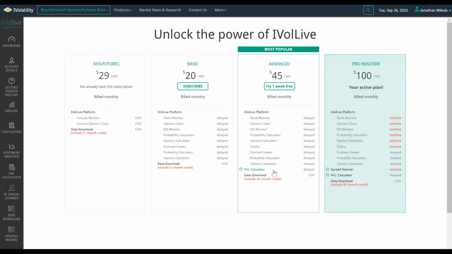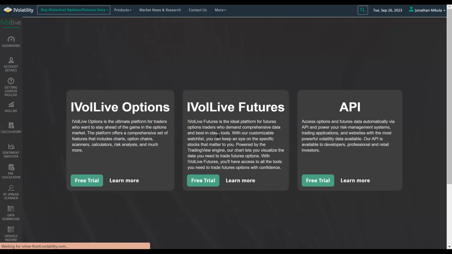Advanced is the step down from that. This does not have the spread calculator, the spread scanner, which I love, but it's just not included in the advanced. And then basic doesn't have the P&L calc, which I demonstrated today, and it also doesn't have the spread scanner. So just be aware of that. But those are the easiest ways to get involved.